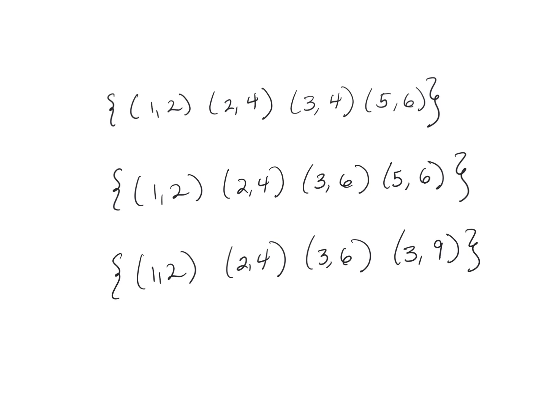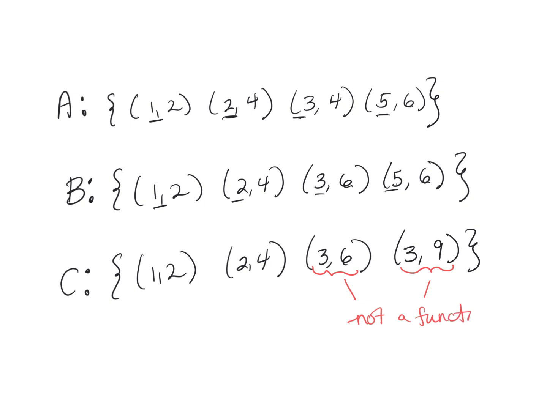All right, so this relation A is a function because for every x, there are no repeats on the x's and they all go uniquely to a y. B is also a function. Even though 3 goes to 6 and 5 goes to 6, there are no repeats on the x's. C is not a function because here 3 is assigned to 6, but here 3 is assigned to 9. So this right here means it's not a function. So you can just list ordered pairs to describe a function.